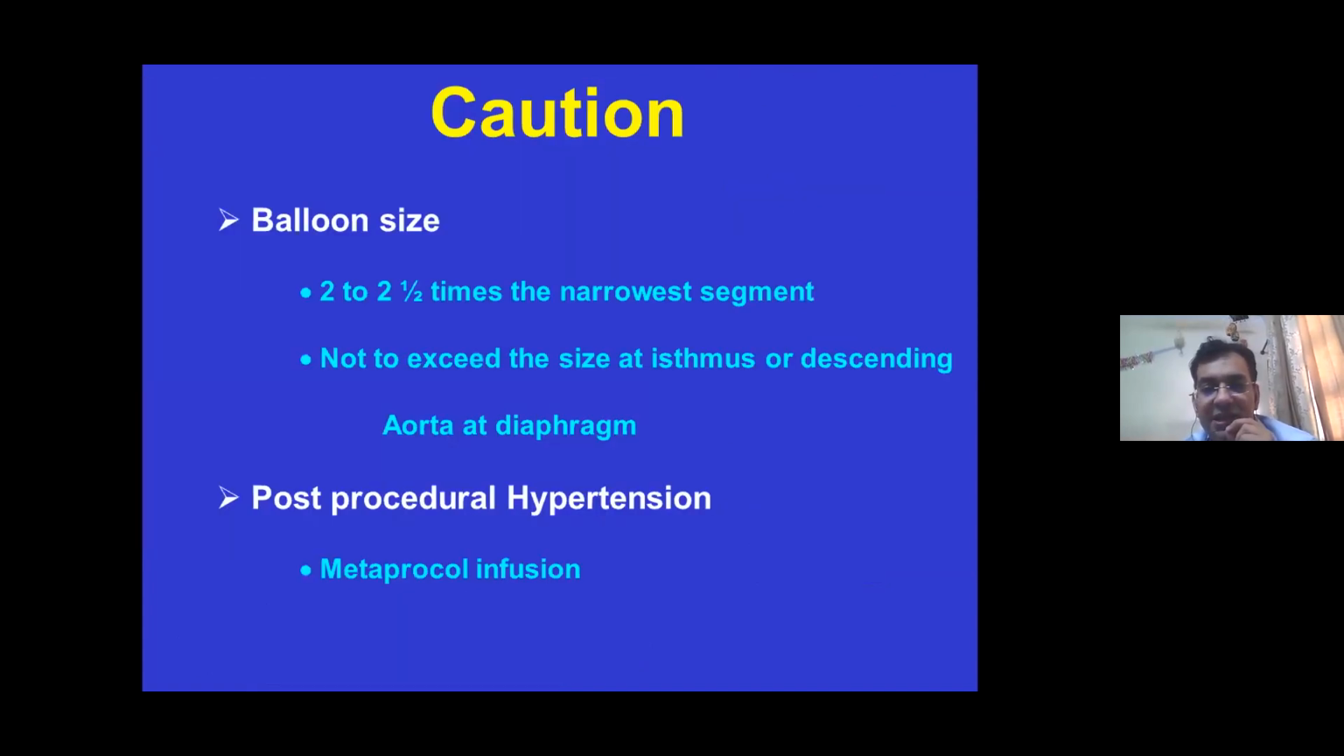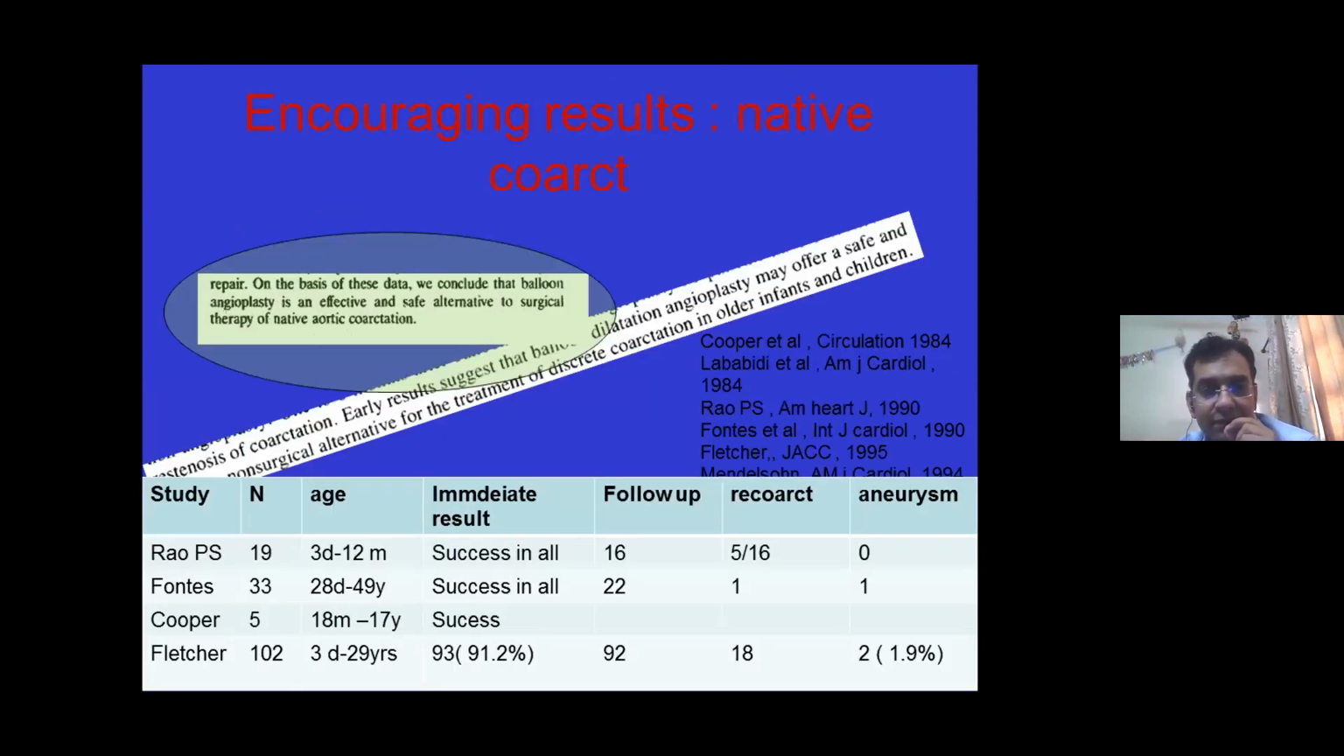And it is the maximum diameter taken in systole that decides the diameter of the stent. The balloon size always has to be 2 to 2.5 times the narrowest segment, and one has not to exceed the size of the isthmus or the descending aorta. Post-procedure hypertension is very common because of the resetting of the baroreceptors. So one might have to continue giving drugs like metoprolol for some time for control of hypertension.